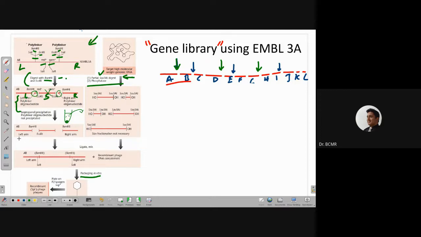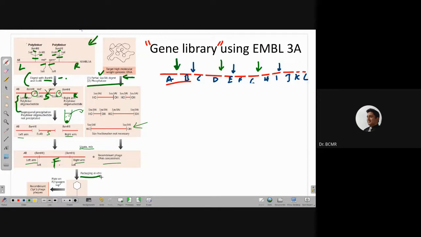Then we have three parts: left arm, stuffer region, and the right arm. Then we have made these Sau3A fragments from the genomic DNA, and we have treated them with phosphatase. We are mixing and ligating. So there are several possibilities. Out of them, most will be left arm and right arm with several fragments attached, and you may have concatamers of those as well.